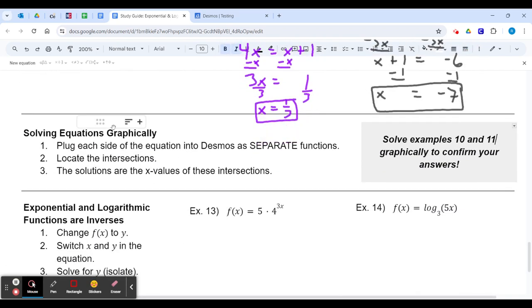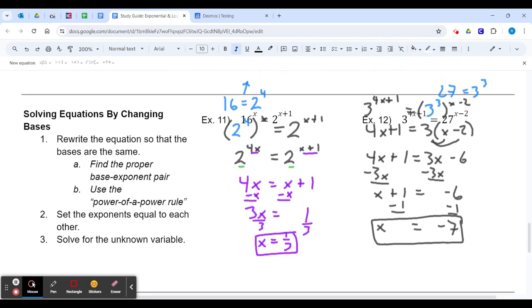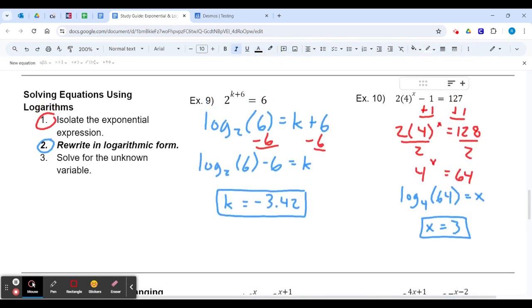So if we forget how to solve these things algebraically, we can also fall back on solving them graphically. Remember, splitting our equation in half, plugging in Desmos as separate functions, and then locating the intersections and those x values. So real quick, we're just going to do that for 10 and 11, confirm our understanding of that.